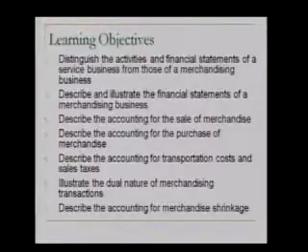So objective 3 there, describe the accounting for sale of merchandise and describe the accounting for purchase of merchandise, transportation costs, and then this dual nature of merchandising transactions, and then something called merchandise shrinkage. So you think you've got $100,000 worth of merchandise on the shelf, but you count it, you actually have 90,000. What's happened? All right. So that's what we call shrinkage. All right. So that is all the objectives from the chapter I will be covering.